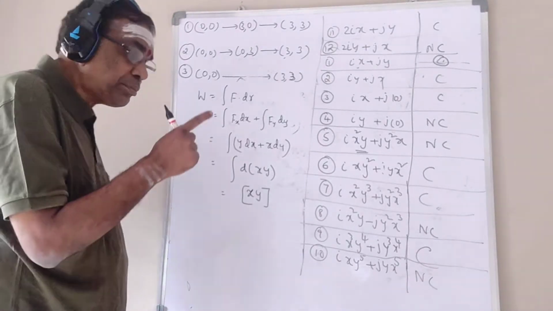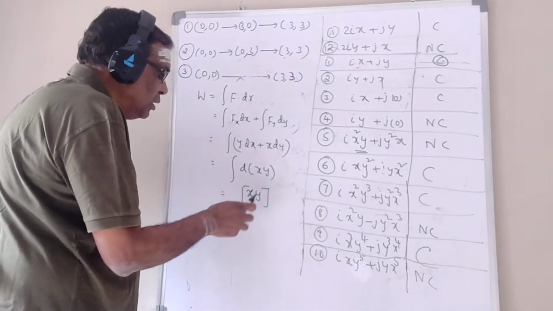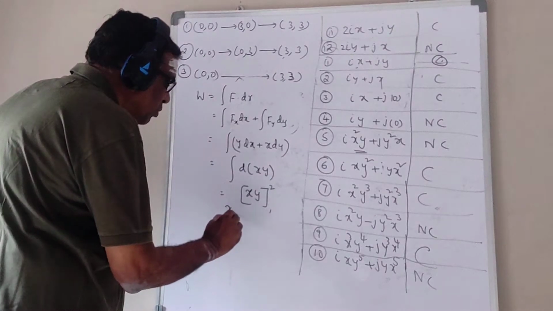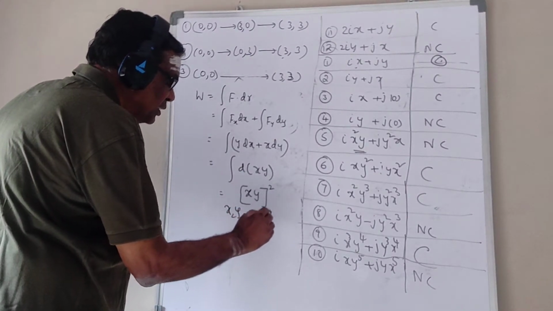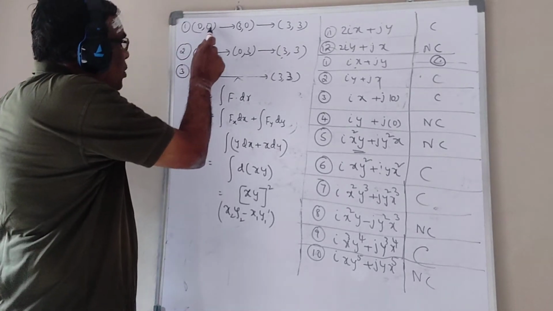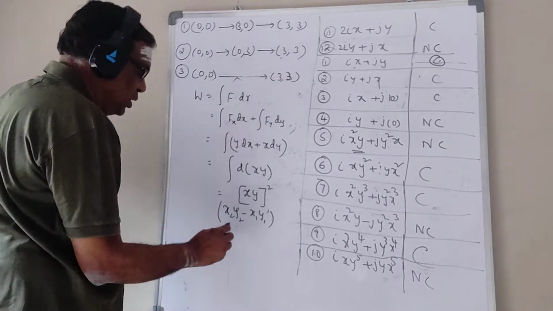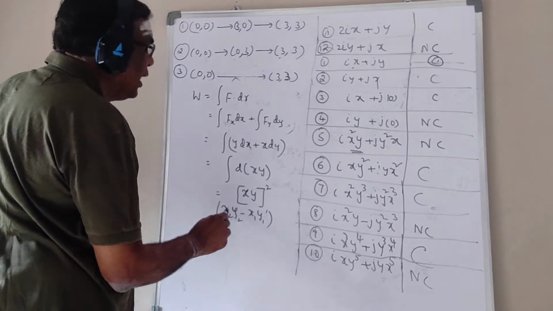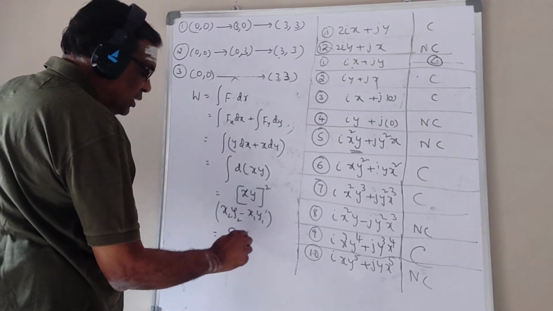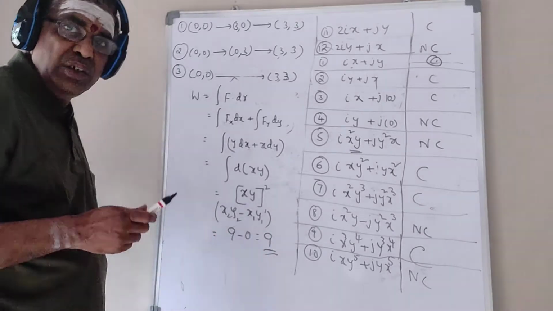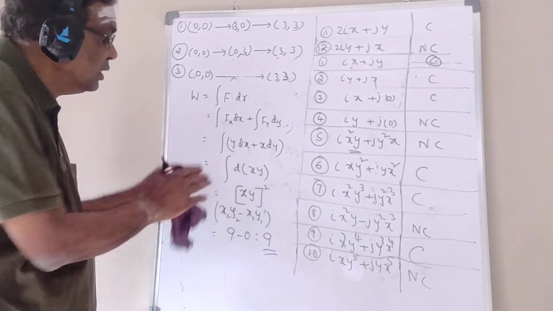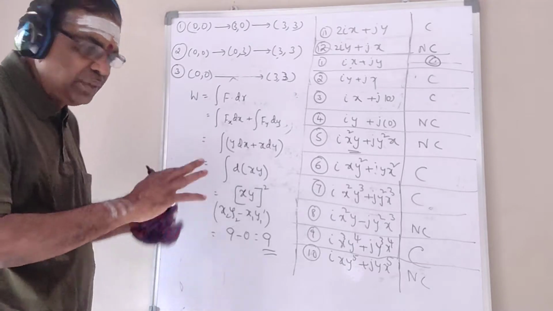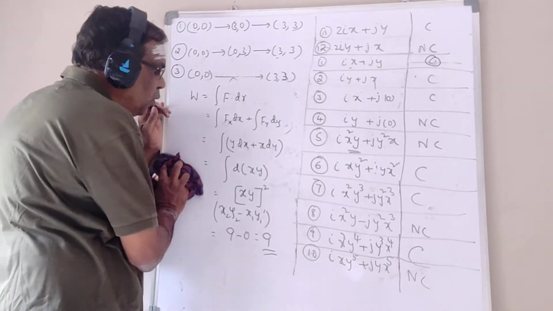If it is an exact differential, it is immaterial which path you take. Now you take from any point to any point: x2 y2 minus x1 y1. What is x1? 0. y1? 0. x2? 3. y2? 3. So x2 y2 is 9, minus 0. You are getting 9 units as the work done in this case. This is one way to show it. You need not do this all the time, but I am just giving you this. This is fine.